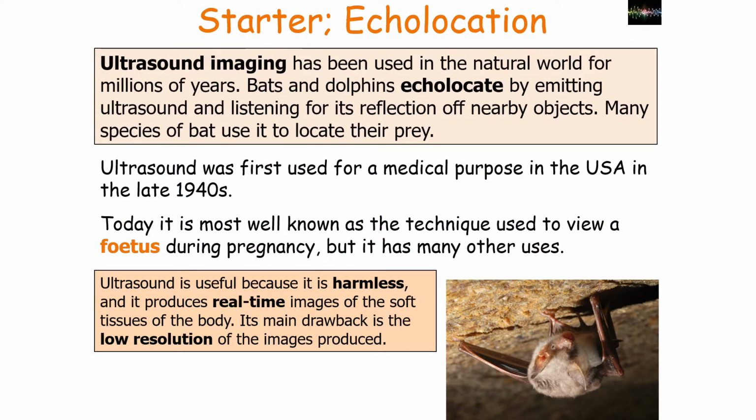So ultrasound imaging has been used in the natural world for millions of years. Bats and dolphins echolocate by emitting ultrasound and listening for its reflection off nearby objects. Many species of bat use this to locate their prey, but ultrasound was also first used for a medical purpose in the United States in the late 1940s. Today, its most well-known use is to view fetuses during pregnancy, but it has other medical uses as well.